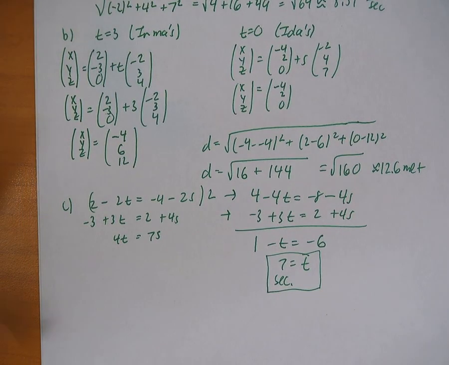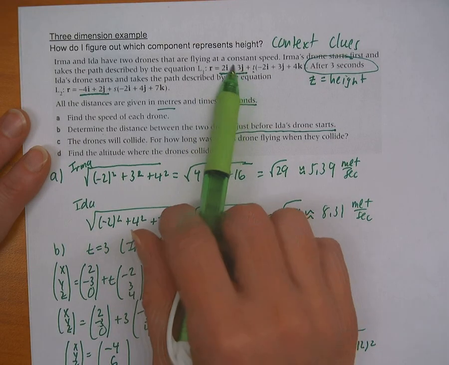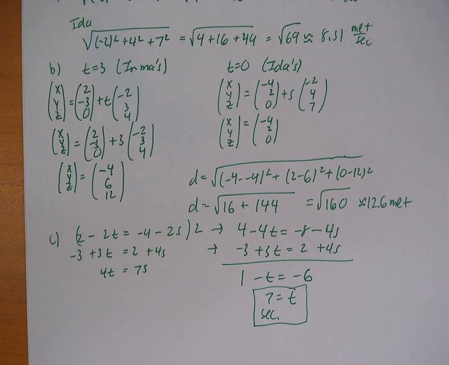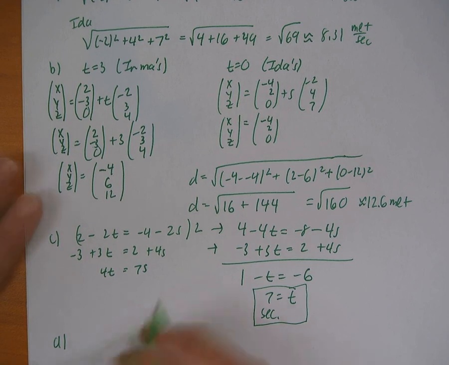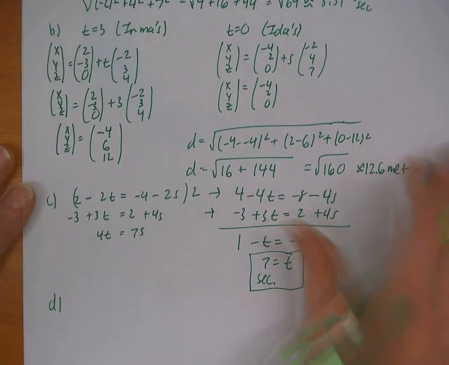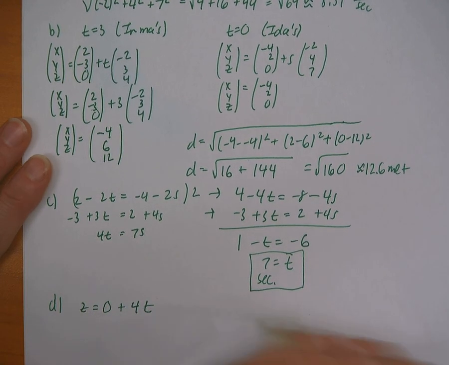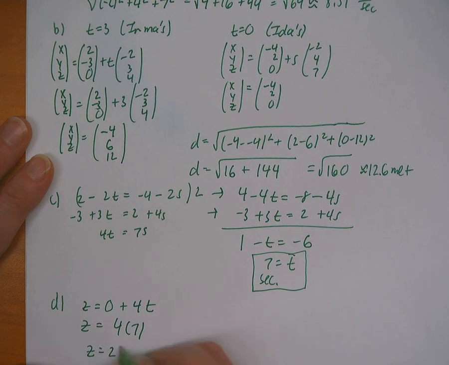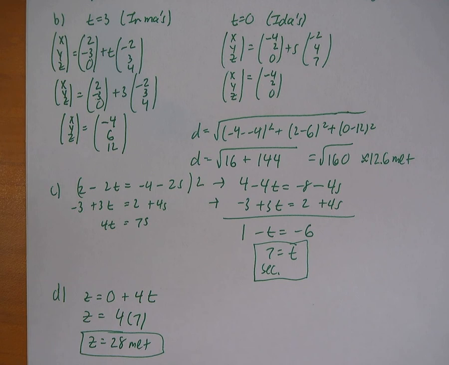And we can just say that Irma's drone was flying 7 seconds when they collide, because Irma's was first, right? Irma's was first and it has the t. Okay, so yes, 7 seconds. D, find the altitude. Altitude's a fancy name for height, right? Find the height where the drones collide. Well, if I take my Z component for Irma, I can just merely plug in 7 to get the height. So that'll be 28, and we are in meters. So that would be the height that the drones are at when they collide.